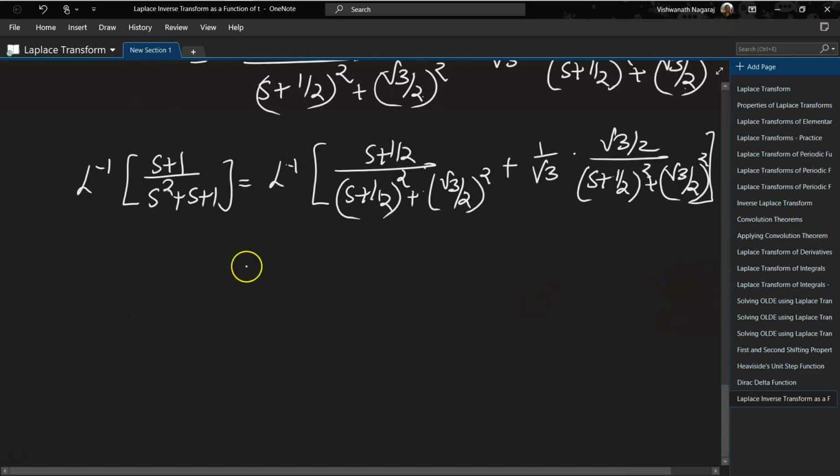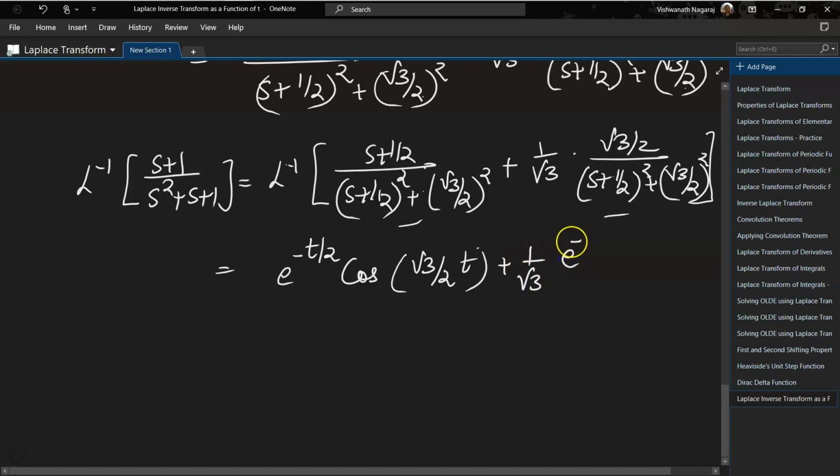Okay. Now, remember, the Laplace inverse of these two can be split into Laplace inverse of this and Laplace inverse of this. So now, the Laplace inverse of this would be what? It would be e to the power of minus t by 2 times cos of root 3 by 2 t, plus 1 by root 3, and the Laplace inverse of this would be e to the power of minus t by 2 sine root 3 by 2 t.